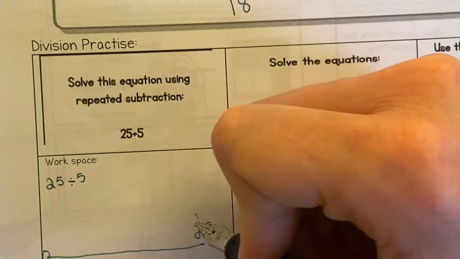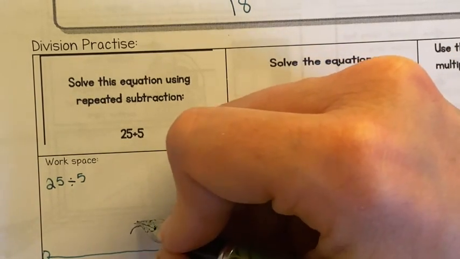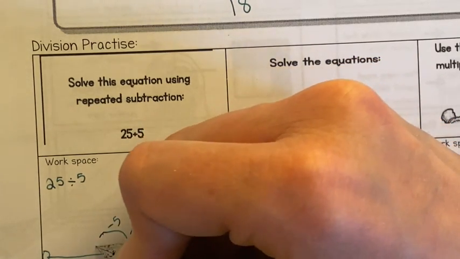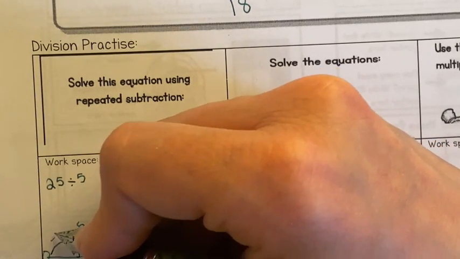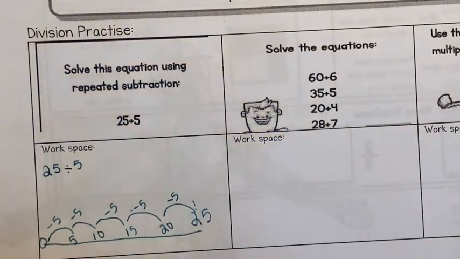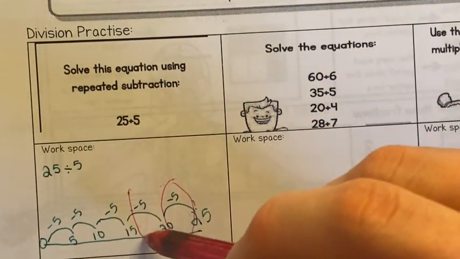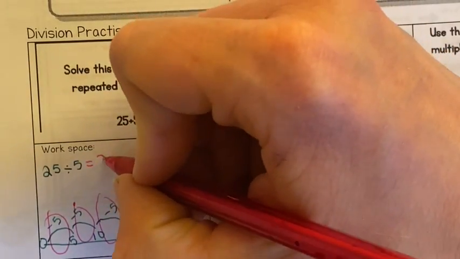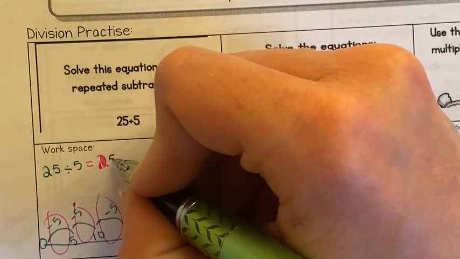I'm going to start at 25, and I'm trying to get to 0. So 25, subtract 5 is 20, subtract 5 is 15, subtract 5 is 10, subtract 5 is 5, and subtract 5 is 0. See, mixing up my words, it's okay. So how many groups of 5 did I subtract? I subtracted 1, 2, 3, 4, 5 groups of 5. So 25 divided by 5 is 5.